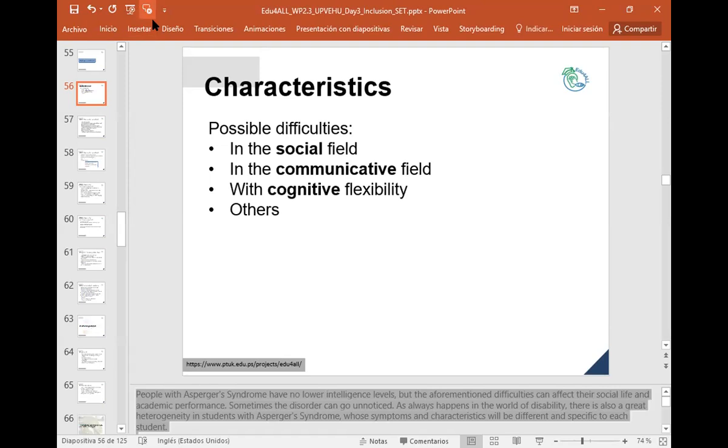Here we enunciate some of the difficulties and qualities that they may present, taking into account that, naturally, they do not always have to converge or manifest all of them in each case. Difficulties in the social field. Difficulties in the communicative field. Cognitive flexibility difficulties. Other associated problems.